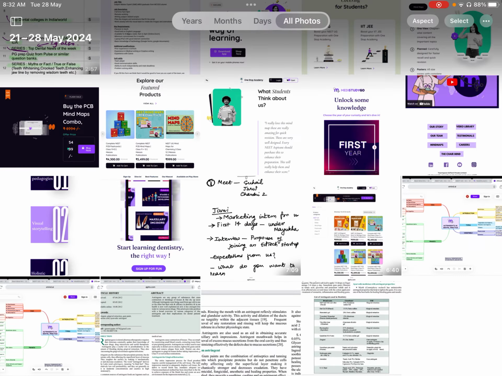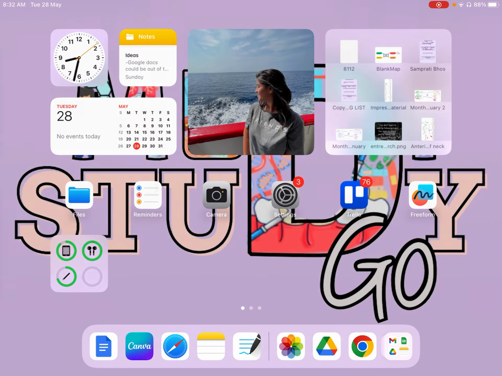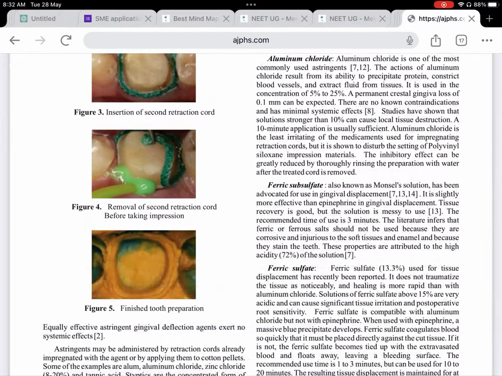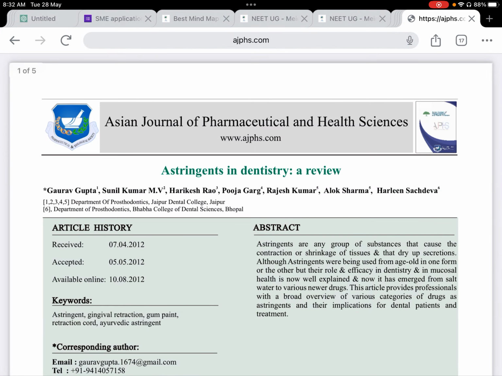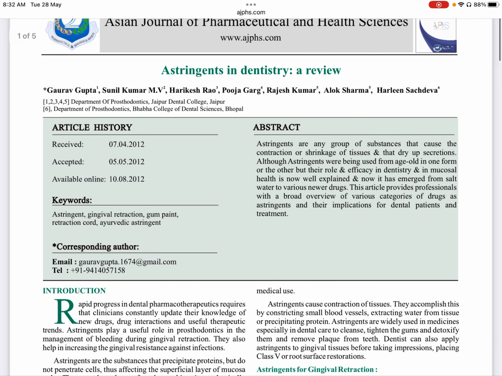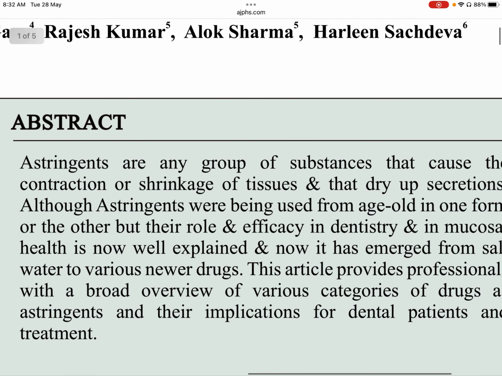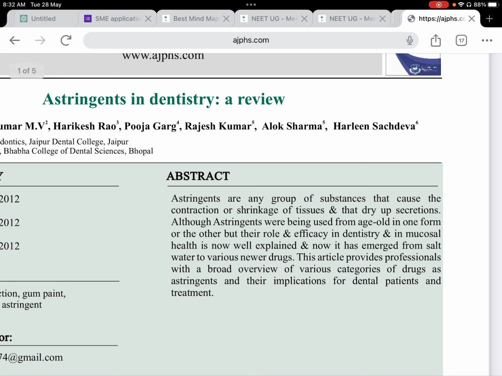This is basically the first article you will see on the internet. If you have better articles, you can find those, but you need to quote this article in your references. This article must be present: Asian Journal of Pharmaceutical and Health Sciences. Now, what are astringents? They are any group of substances that cause the contraction or shrinkage of tissues and that dry up secretions.